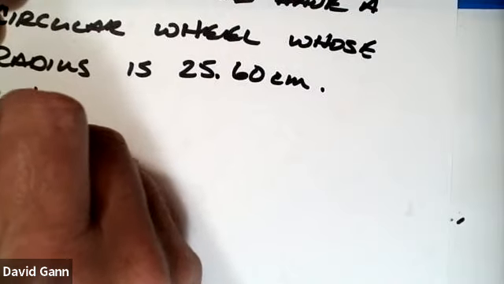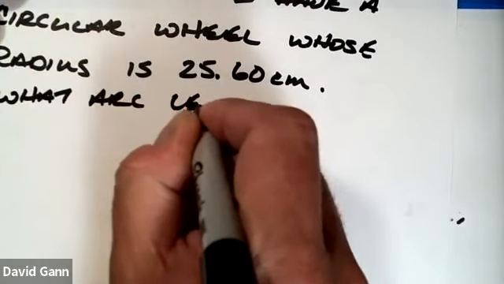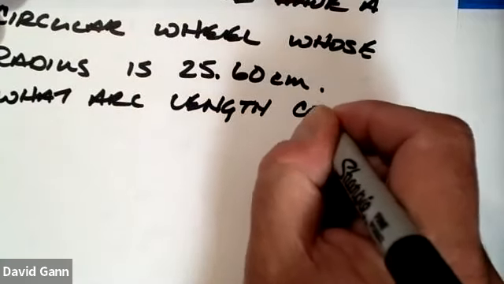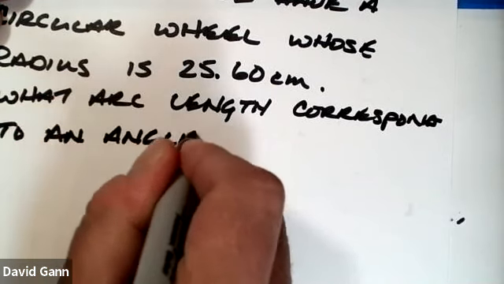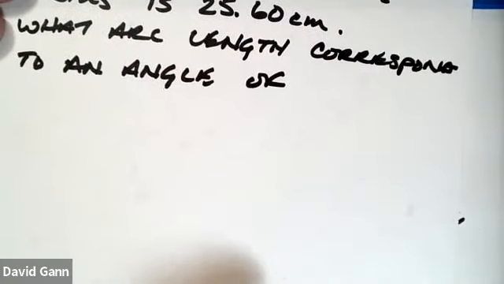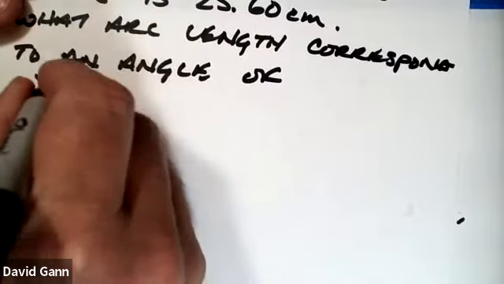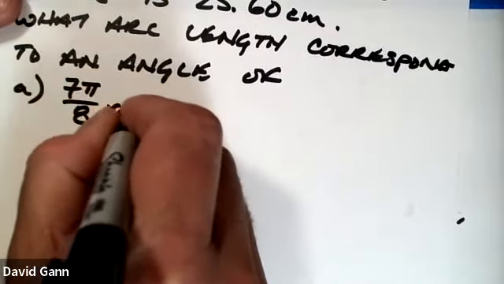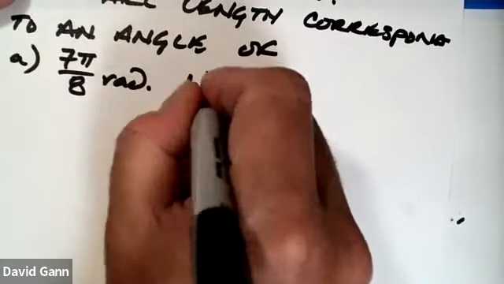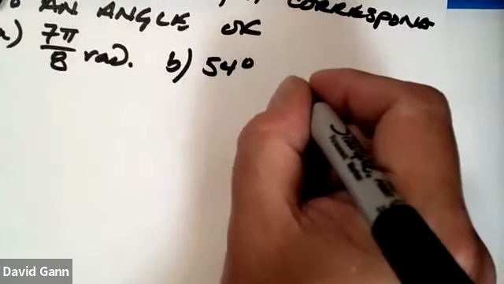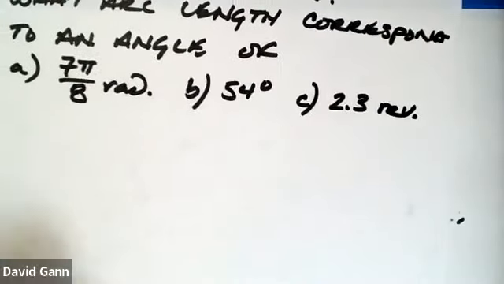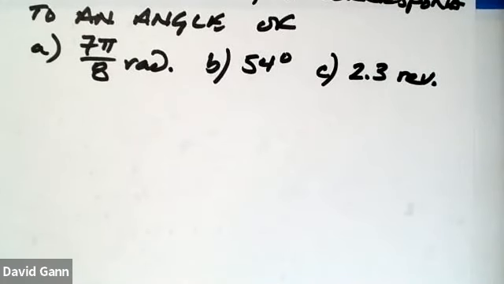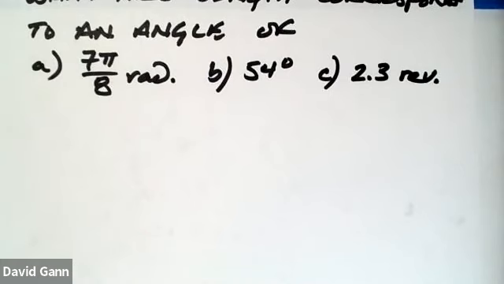So the question is, what arc length corresponds to an angle of, and I'll have a couple different examples here. How about the easy one, which is 7 pi over 8 radians, and let's say 54 degrees. And let's throw another one in there. How about 2.3 revolutions?